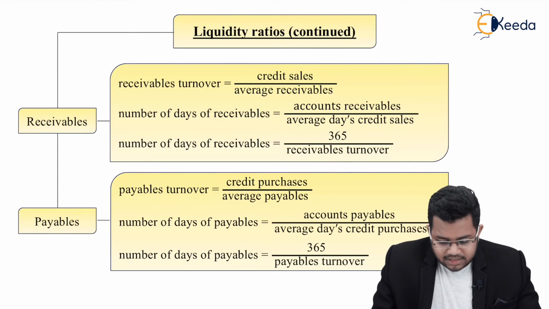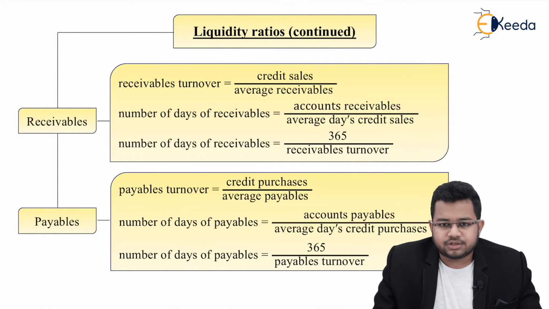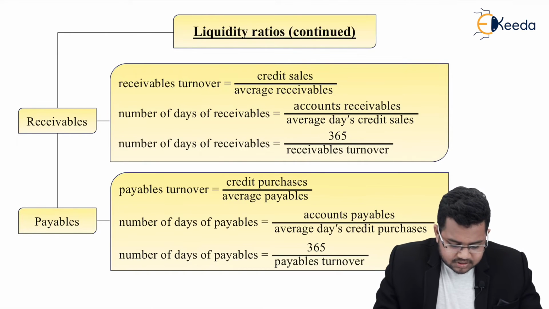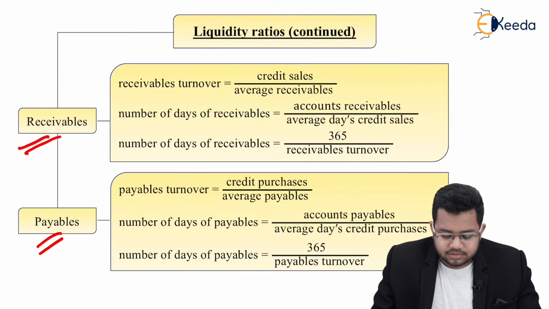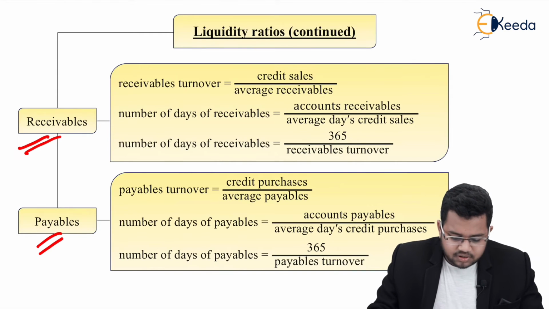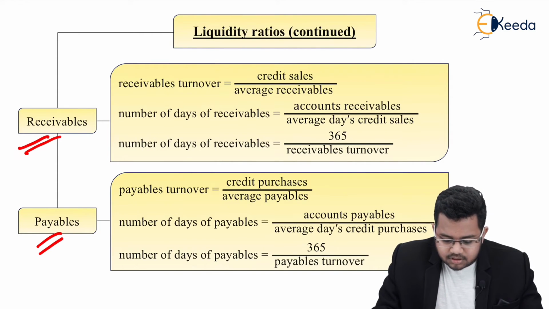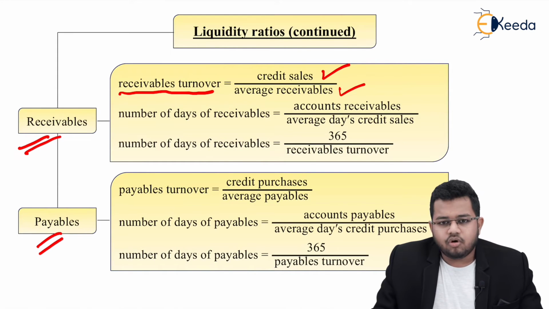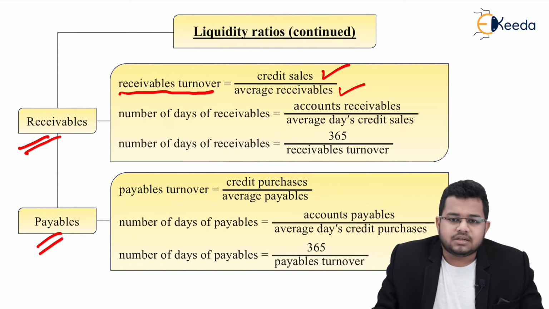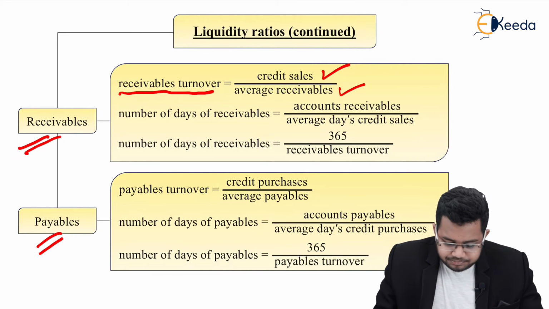Now, let's study the next two liquidity ratios, which are regarding receivables and payables. Receivables means debtors and payables means creditors. So let's study the first ratio, known as the receivables turnover ratio. Receivables turnover means credit sales upon average receivables. You all must be very well aware of credit sales. Those are sales for which cash has not been received on day one, but some credit period has been given, let's say 30 days or 90 days or whatever.